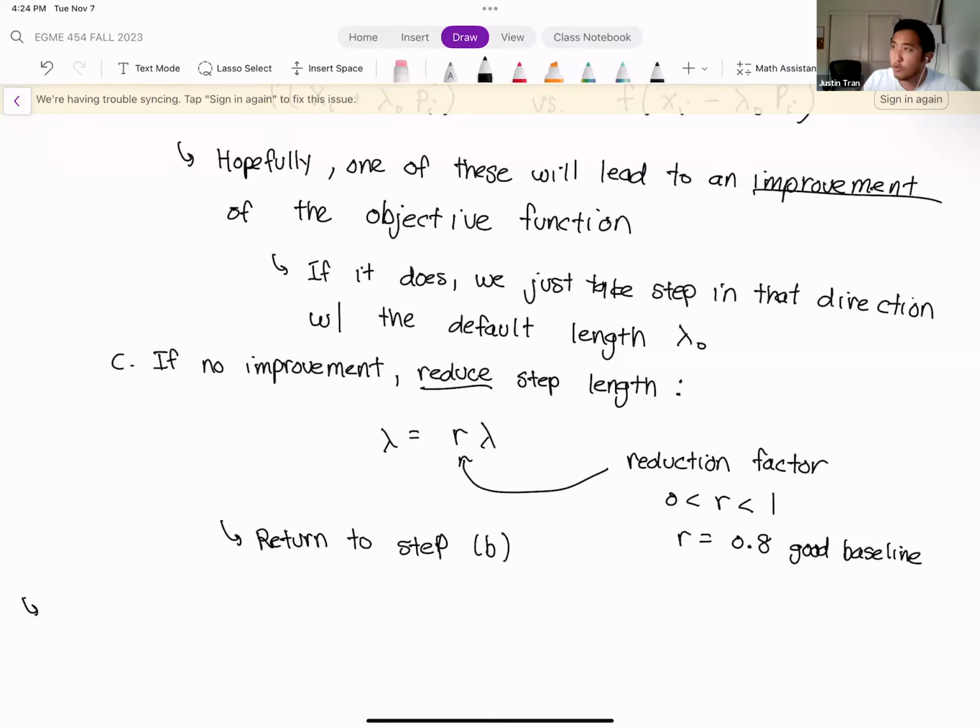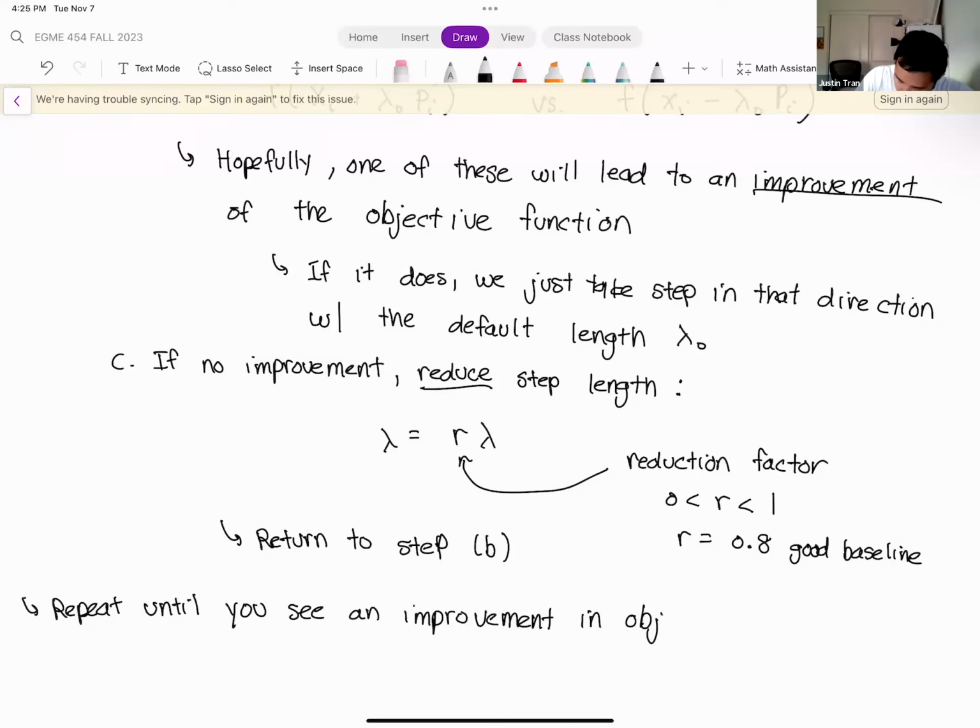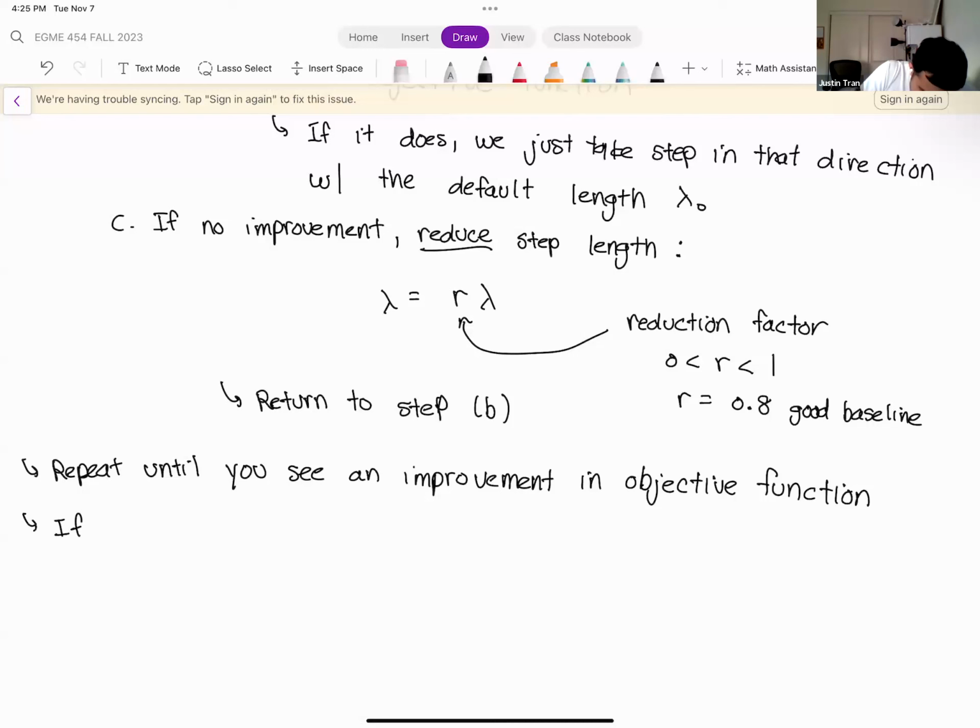And so steps B and C are repeated over and over again until you get an improvement in the objective function. All right. And so you might have a situation where you keep reducing the step length, and no matter how small you make the step length, you see no improvement at all. And so if lambda, our step length, gets very, very small, usually we put a threshold on this. So usually we put a limit of how small we can make it.